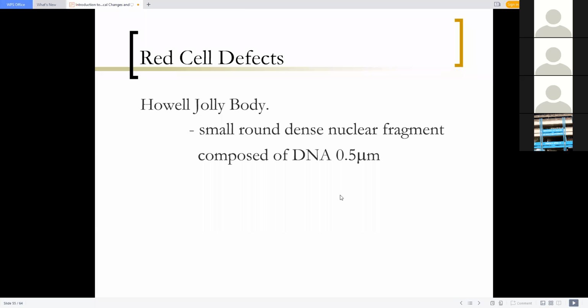All right, and Howell-Jolly bodies are usually removed by the spleen, and then the red cell becomes normal. So patients who don't have spleens usually have a lot of Howell-Jolly bodies because there's no spleen to remove them. And when we see them, we allude to poor splenic function or patients who have had their spleen removed.